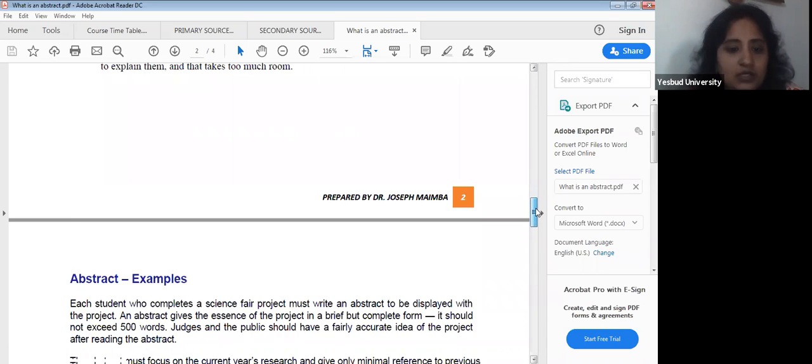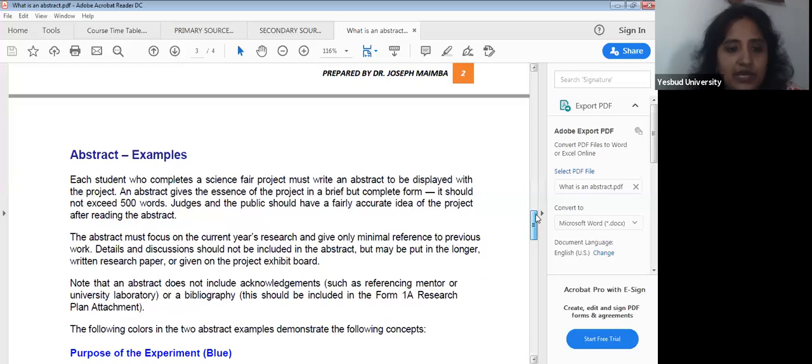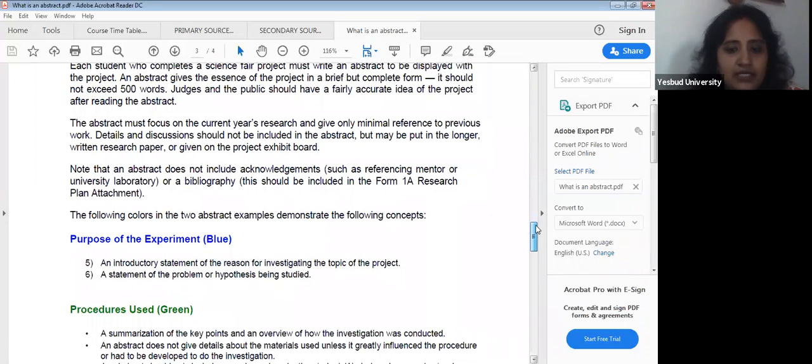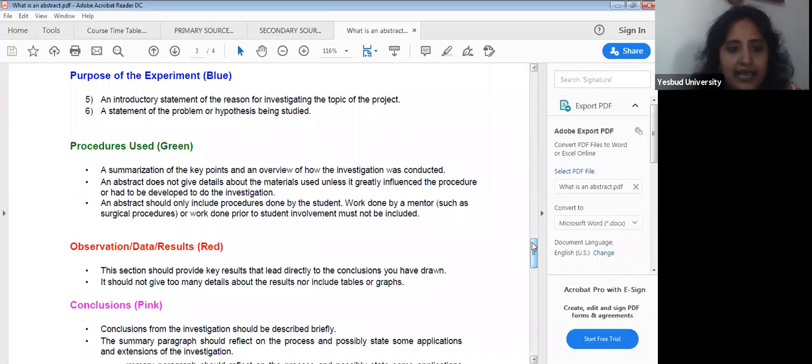Now I will come to the part of abstract examples and the way of writing them. Here the abstract is defined in colors, and each color has its own meaning. With blue, you write the introductory statement of the reason for investigating the topic of the project and a statement of the problem or hypothesis being studied. Then you use green for procedures: what kind of approach you have in your project. You summarize it in green.